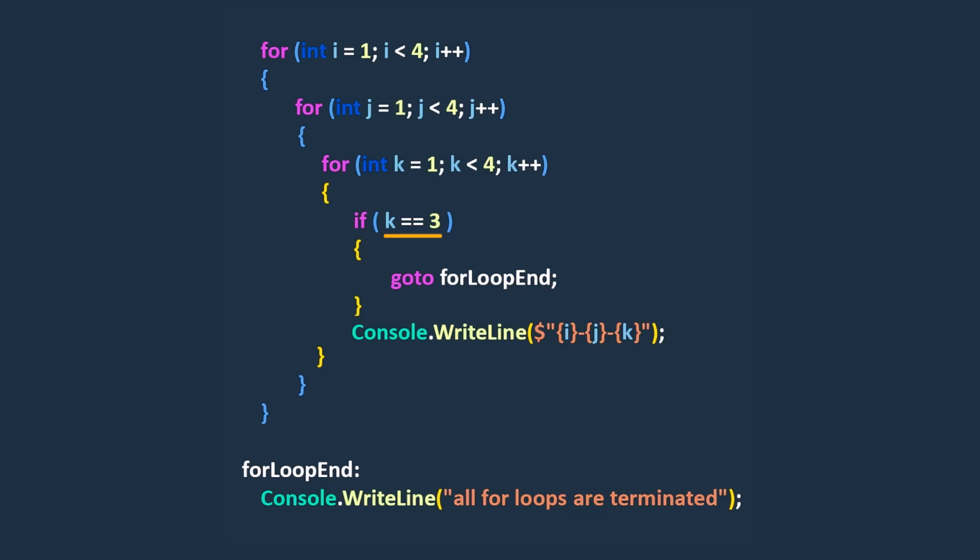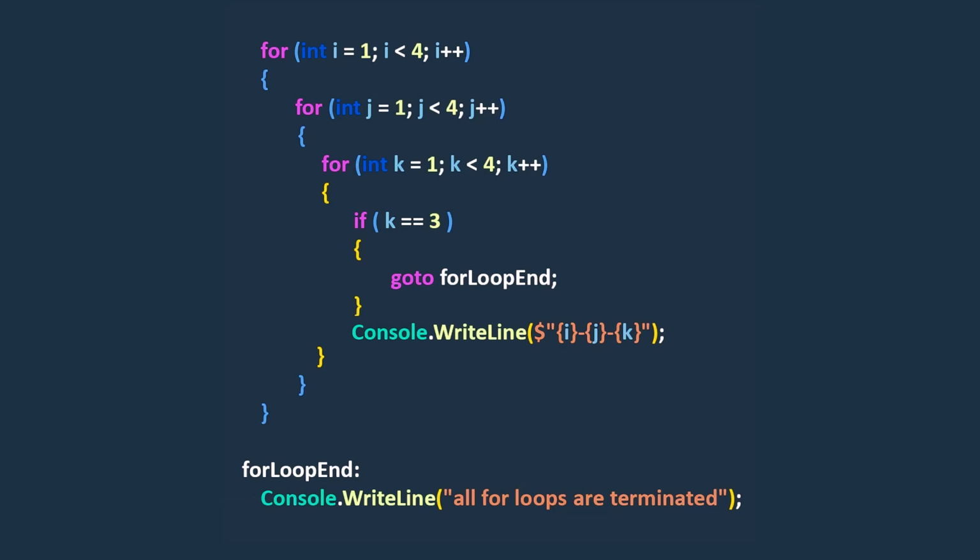If k is not equal to 3, the code executes the writeLine method, which prints the values of i, j, and k. If k is equal to 3, the code encounters the goto statement with the label for loop end. This means the code execution jumps to the line labeled for loop end and continues from there. So it executes the writeLine method, which prints the message all for loops are terminated.